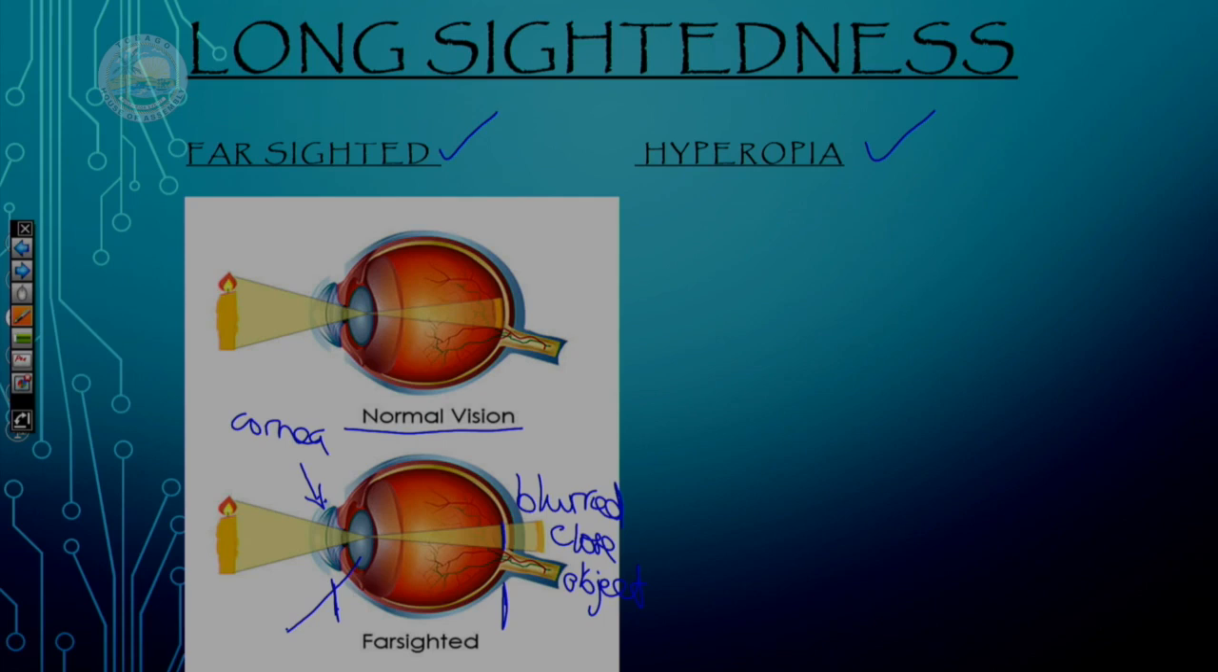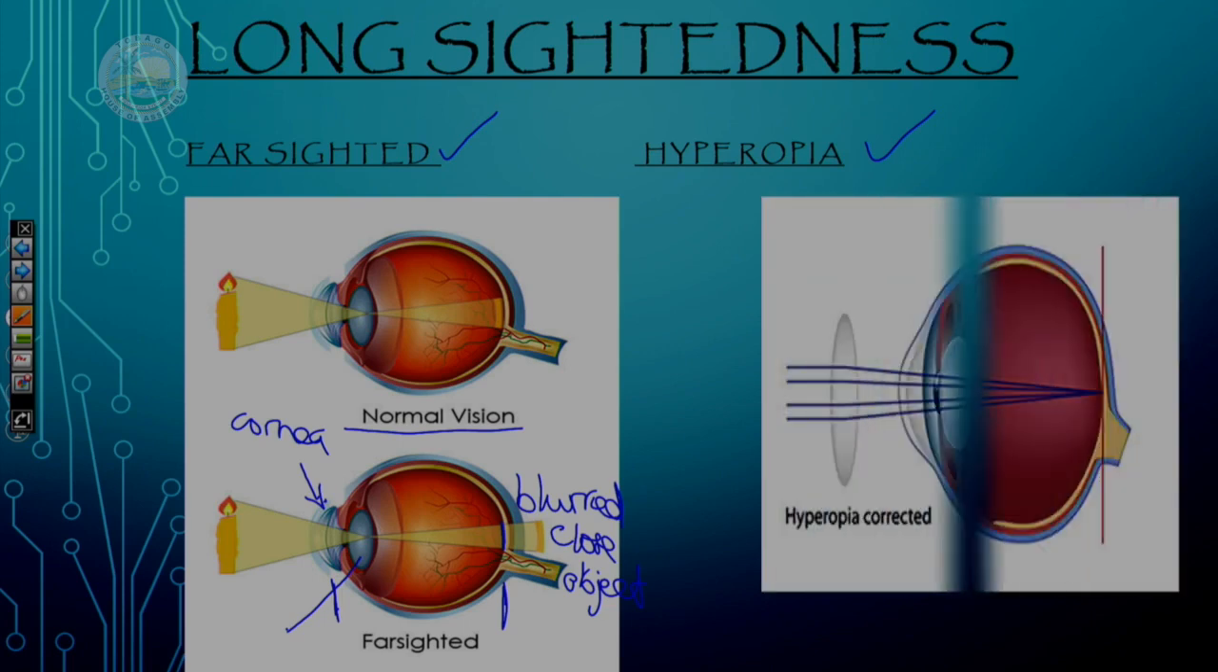So how do we correct that? We would want an object that is going to bend the light before it reaches into the natural lens. So you have to provide that person who is long-sighted with a lens that is going to bend the light sooner, so that by the time it reaches the natural internal lens, it is at the correct angle to focus the light onto the retina.